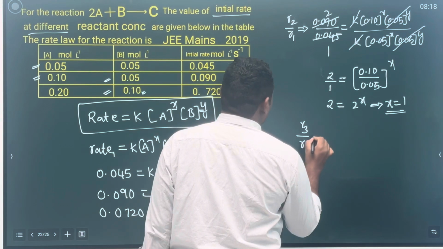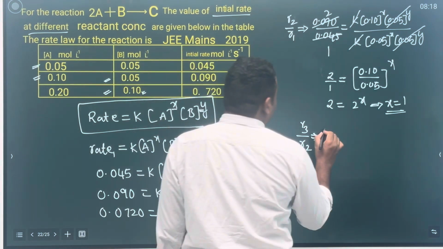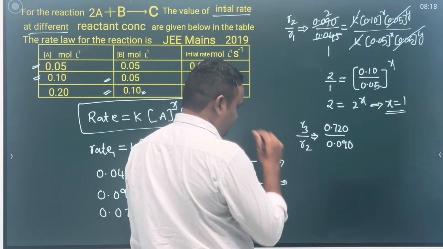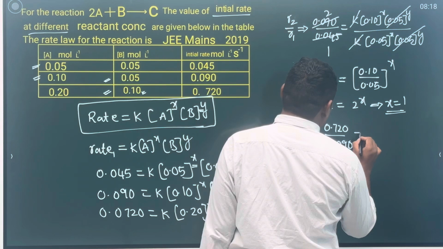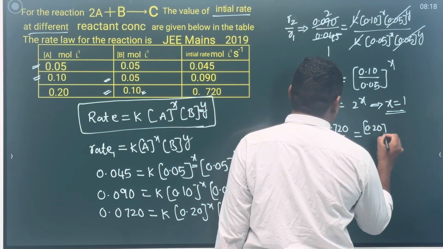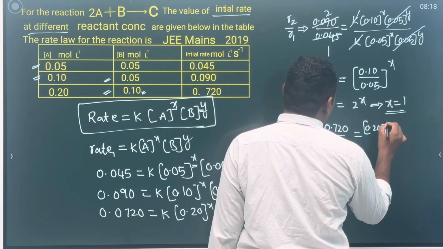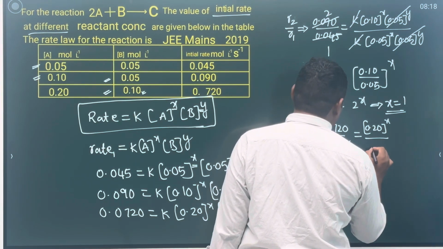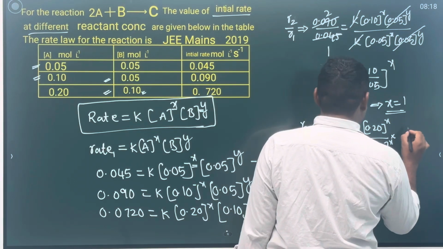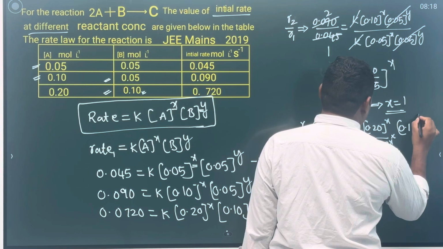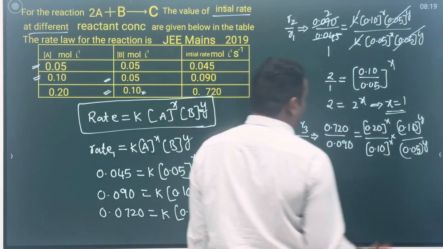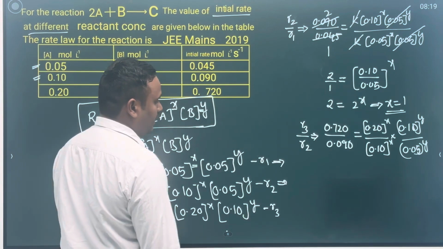Therefore now you do this problem. R3 by R2, that implies 0.720 by 0.090 is equal to 0.20 power x by 0.10 power x, into 0.10 power y by 0.05 power y. Okay, so this is the data they have given.